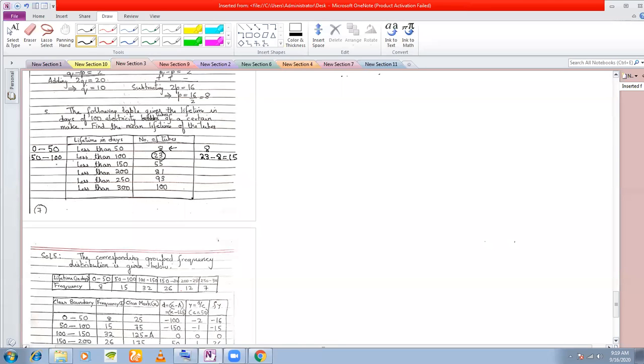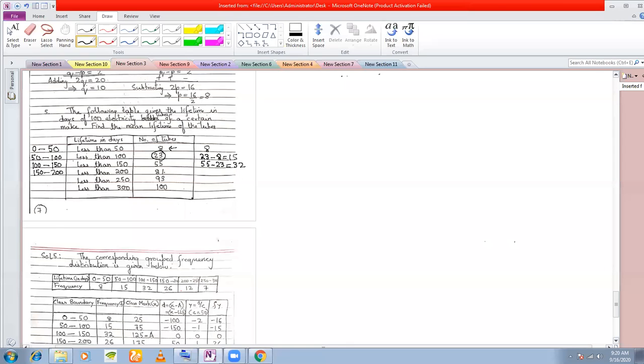Next one, less than 150 means 0 to 150. But if I write this as 100 to 150, it means this 55 includes this 23. So this one is 55 minus 23. This is the frequency. This comes to 32. And the next one, less than 200 means 0 to 200, but I will make this 150 to 200.